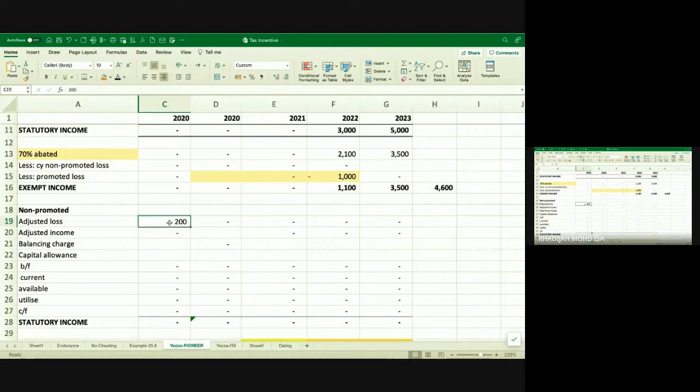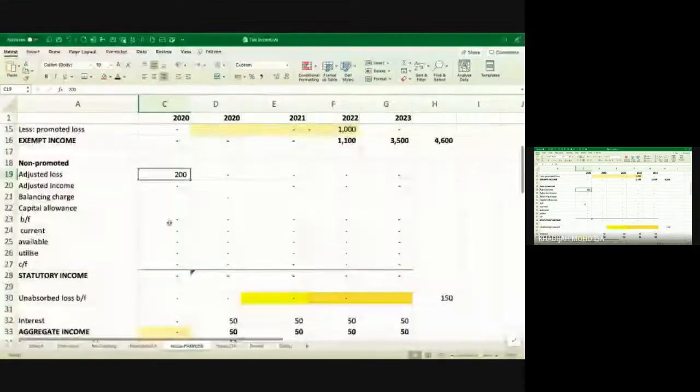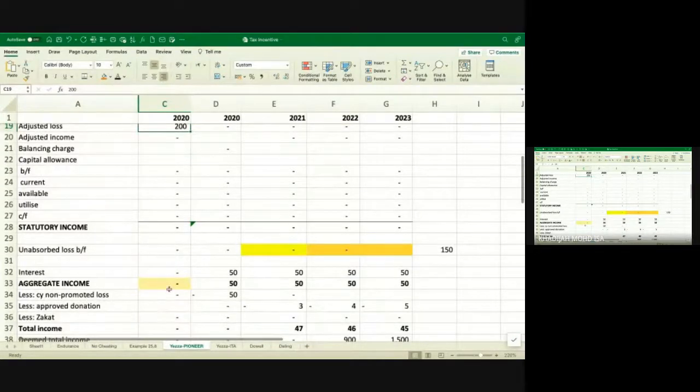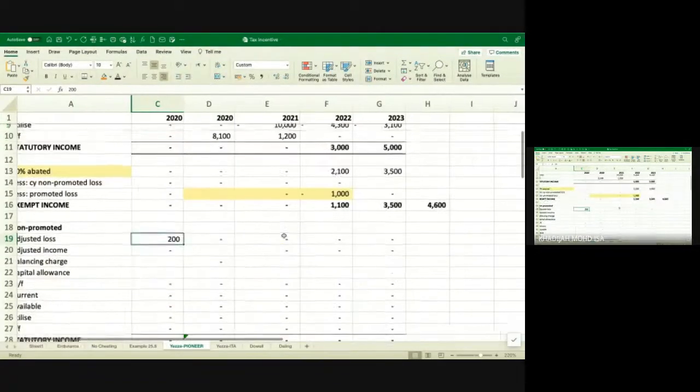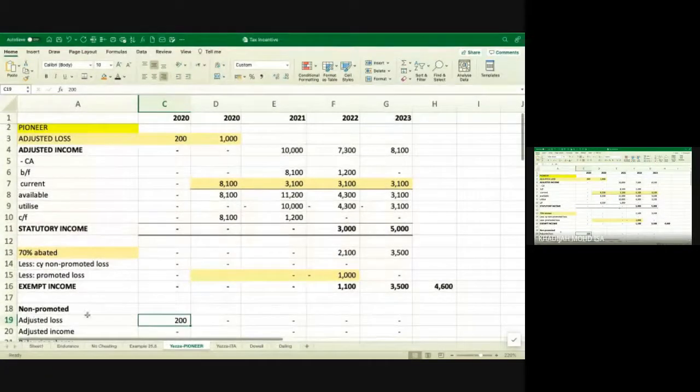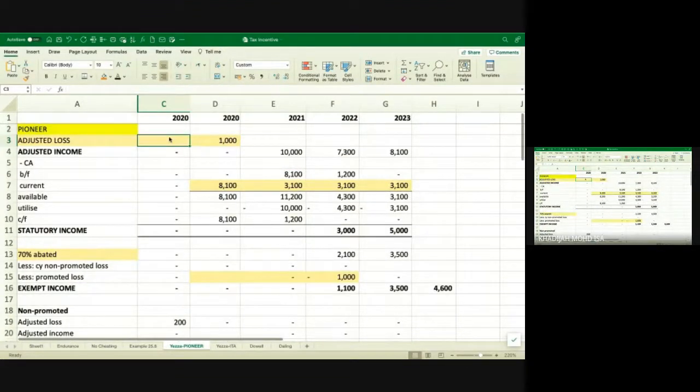Yeah, you are correct. We are supposed to have that under non-promoted. But because we don't use it against your aggregate income, you carry it forward to the following year. You are correct, because we are supposed to put that under adjusted loss non-promoted. But I show it here. Right, so I delete it here, so it's still okay. Okay, thank you, madam.